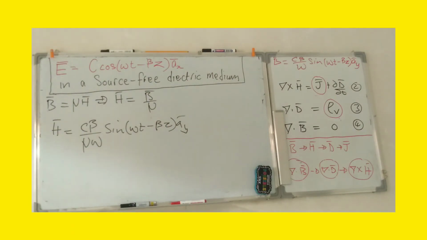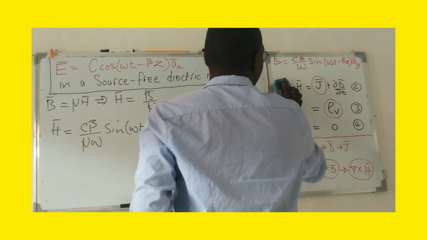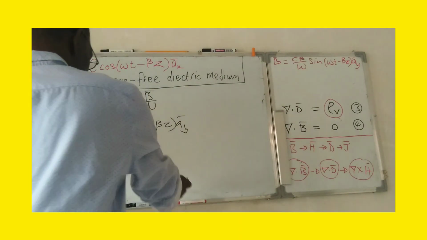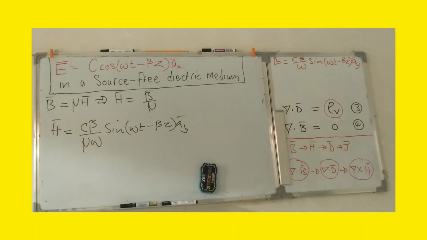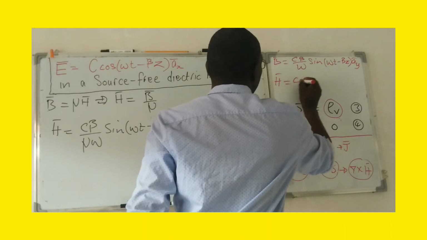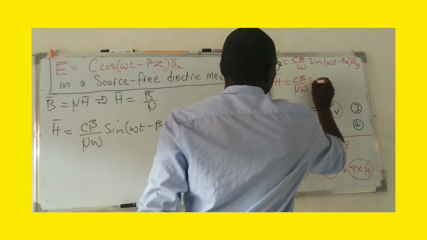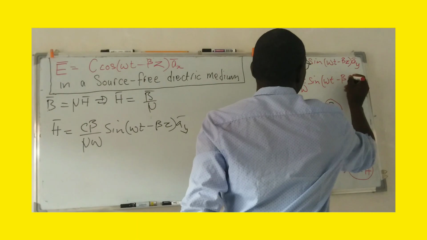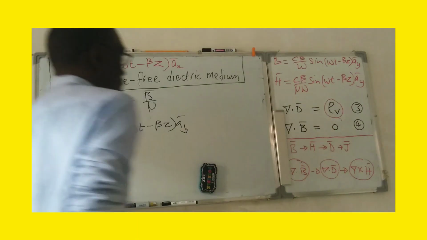So I can just clear some stuff here and put our H field here. Before, let's put it in red. So that's going to give us our H is equal to C beta over mu omega sine of omega t minus beta z along the y direction.